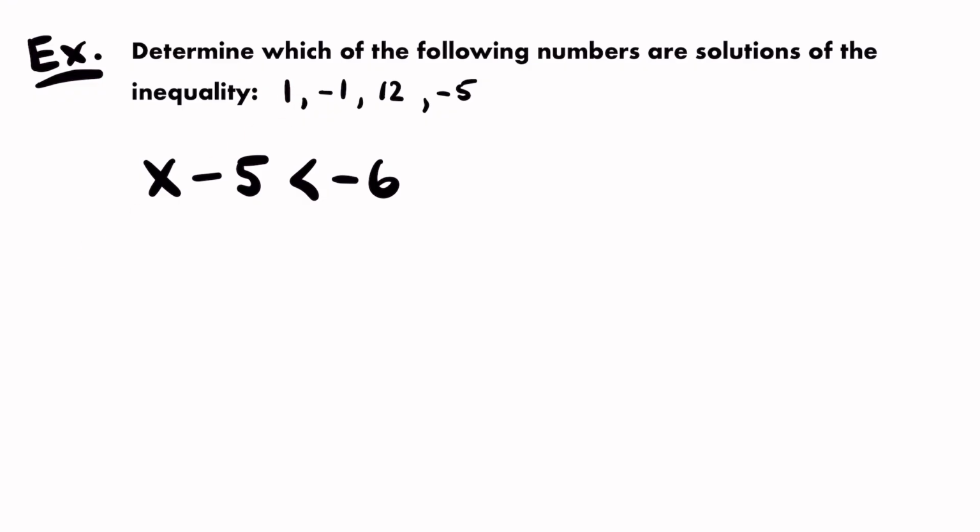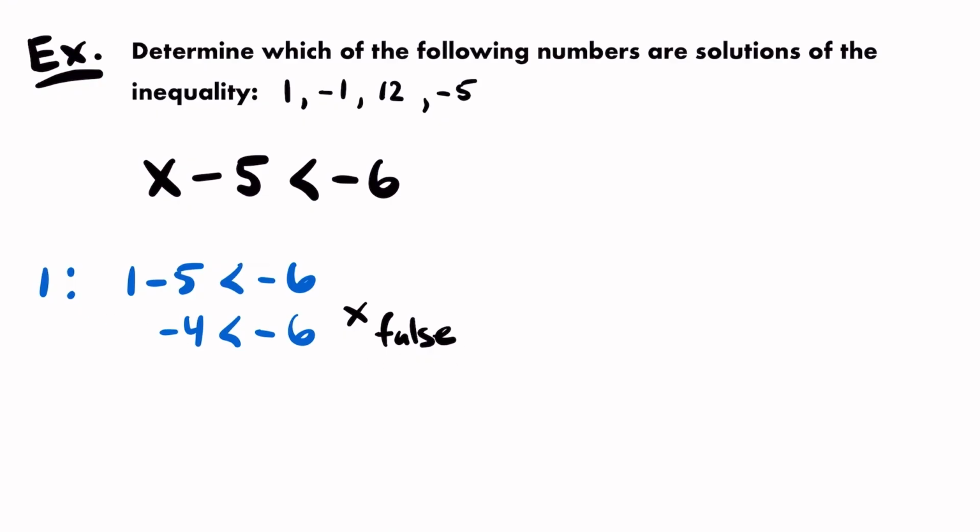Let's start with 1. If x is equal to 1, then we'll replace this x with 1 and have 1 minus 5 is less than -6. And 1 minus 5 is -4, so we have -4 is less than -6, but that is not a true statement, right? -4 is bigger than -6. -6 is a smaller number, so this statement is false. And so +1 would not be included in the solution set to this inequality. It does not make the inequality true, so it can't be a solution.